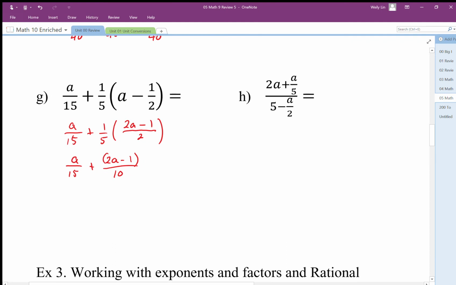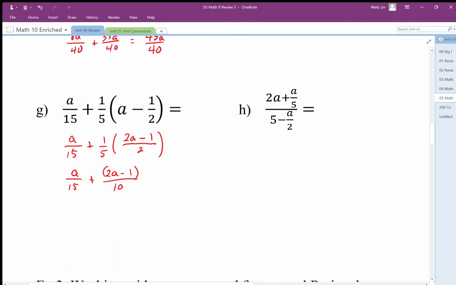Okay, so what's my common denominator? Now we can ignore the numerator for now. We just want to get a common denominator. That's our priority. So I need a times 3 here. Balance it with times 3. I need a times 2 here and a times 2 here. So I end up with 2a over 30 plus, this is distributing, so 6a minus 3 over 30.